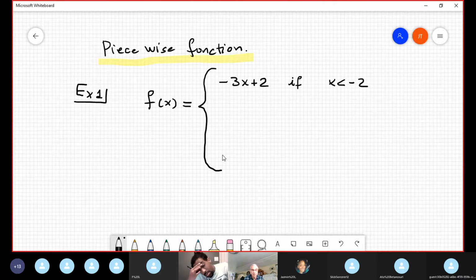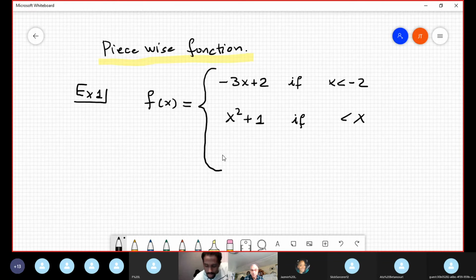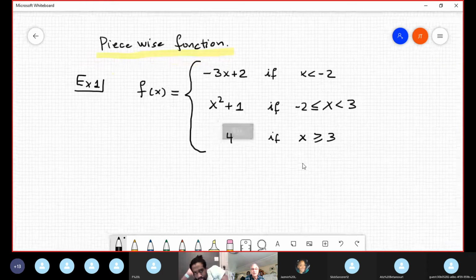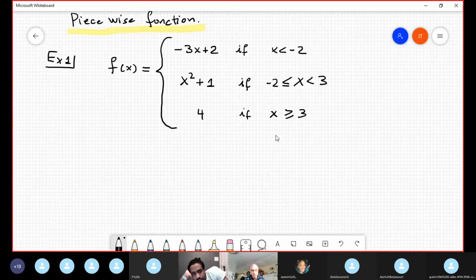Okay. The second is x squared plus 1 if x is in between -2 and +3. Okay. And the last one is 4, which is a constant function, just constant, if x is greater than or equal to 3. Okay, this is a given. You don't need to do anything now. You need to understand what the idea is. Let me try to illustrate graphically, which in my opinion is clear. Suppose again, our famous number line.